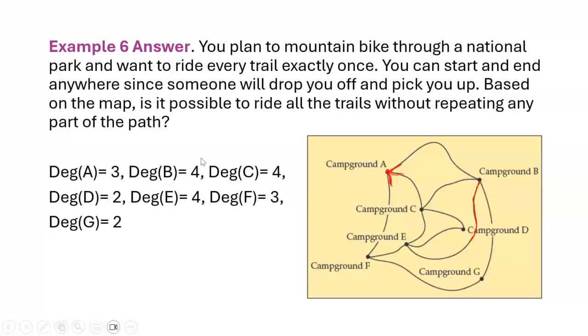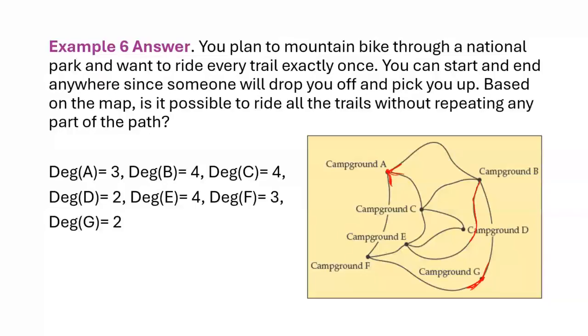So I look at all of the degrees. I'm going to skip that part, but if you look at my numbers, the degree of A is 3, and then B and C are both of degree 4. D is degree 2, E is degree 4, F is degree 3, and G is degree 2. And maybe I'll just point out on the last one, this is G, and there are two connections, one to F and the other one to B.